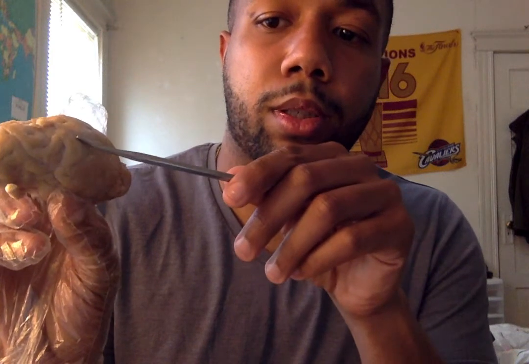So then there are several different parts of the cerebral cortex. Here's the frontal lobe. Towards the front, there's the parietal lobe that's separated by the central sulcus. Then underneath here, there's the temporal lobe, which is separated by the lateral sulcus, and then back here, there's the occipital lobe.